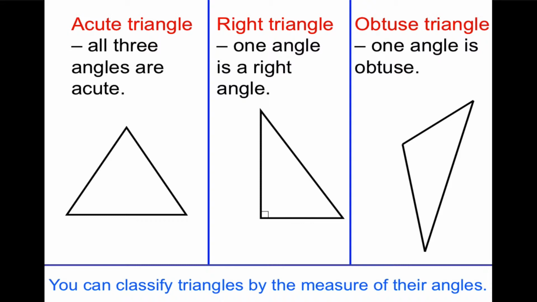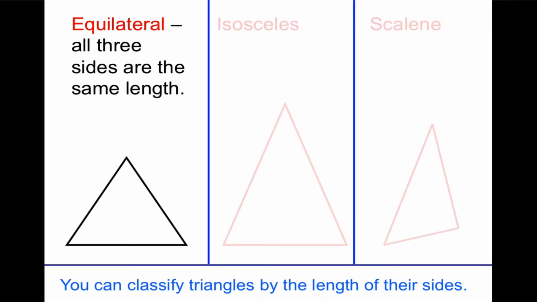In the right triangle and the obtuse triangle, the other two angles have to be acute because they can only add up to 180 degrees. We'll cover that in a minute.